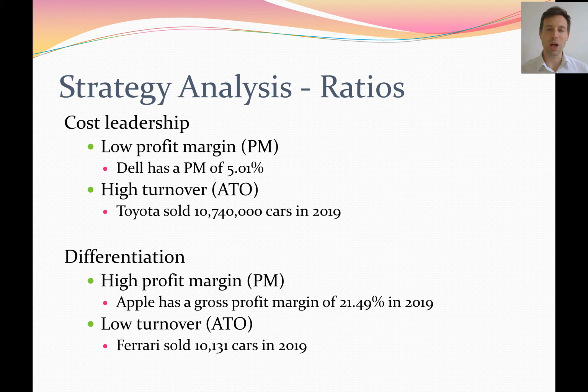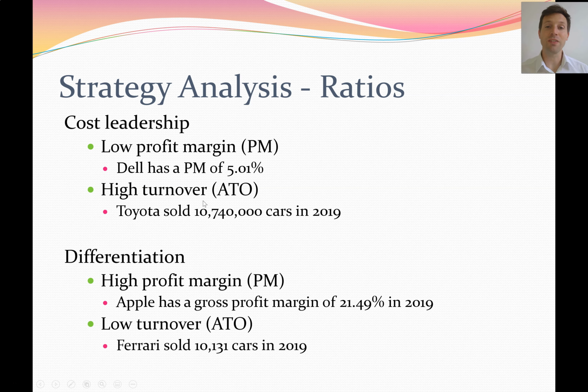These two broad strategies will actually show up in the financial statements, and they'll often show up in the profit margin and asset turnover ratios. If you're a cost leader, for example, Dell computers are considered a cost leader, they have a profit margin of about 5%. Whereas Apple Computing is a differentiated product and they have a high profit margin of about 20%. So Dell and Apple are both very successful companies. They sell lots of products in the same industry, but they operate with different strategies. Dell keeps their prices low for consumers and they earn a lower profit margin. Apple have a much higher profit margin and charge higher prices.